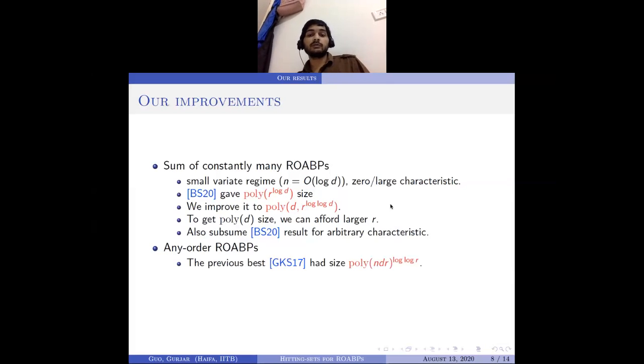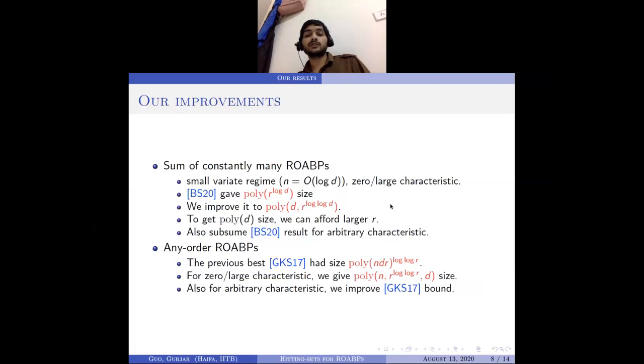Lastly, for any order ROBPs, we have some improved results. The previous best was poly in n, d, r^(log r), while what we do is, over zero and large characteristic, we get poly in n, d and r^(log r). So the dependence on r is the same, but dependence on n and d has been significantly improved. For arbitrary characteristics also we improve this previously known result, but the details are not easy to describe.